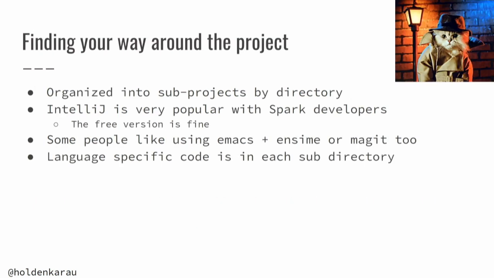Okay, cool. So maybe you've decided you want to make code changes. You've decided on the area that you want to work. How do we find our way around the project for real? So it's organized into sub-projects by directory, more or less. A lot of people like IntelliJ. I've worked on Spark for long enough that I remember the file names of everything, which is not a good thing. But I use this thing called Magit.